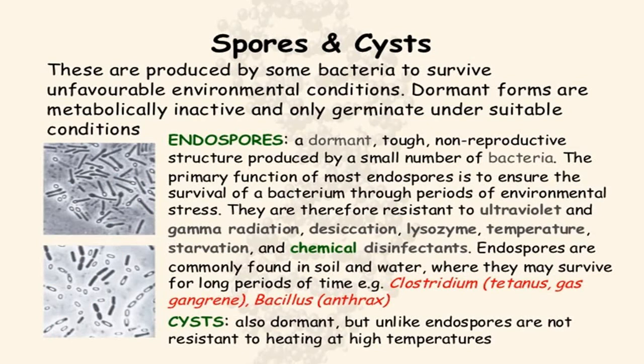Now the spores and cyst. During growth, when essential nutrients are depleted and conditions like temperature, pH, and the availability of water are not favorable for bacterial growth, bacteria form resistant and metabolically dormant bodies. There are three types of such structures: endospores, exospores, and cysts.